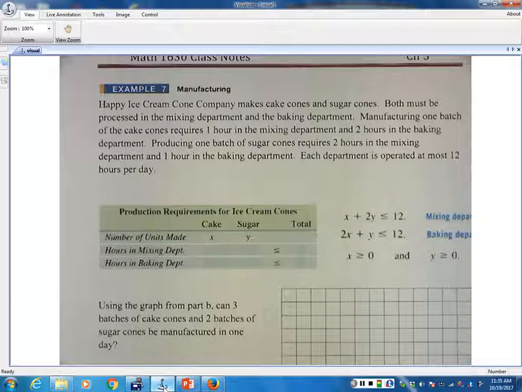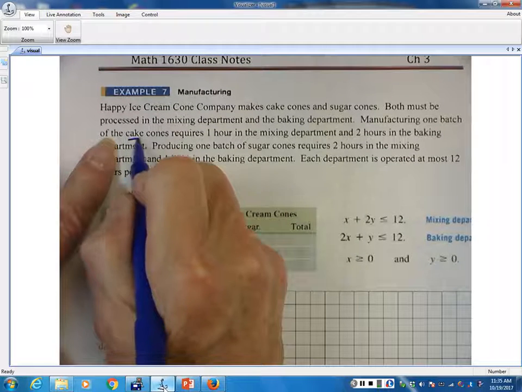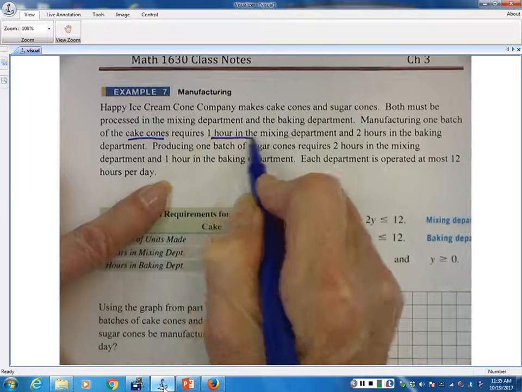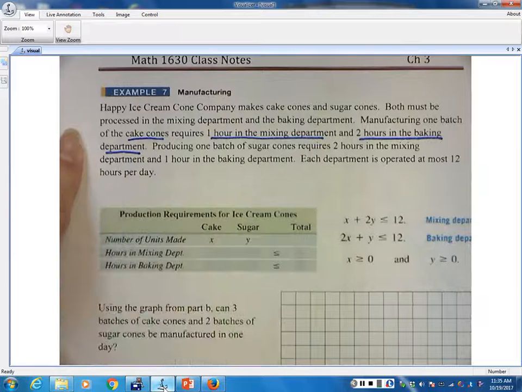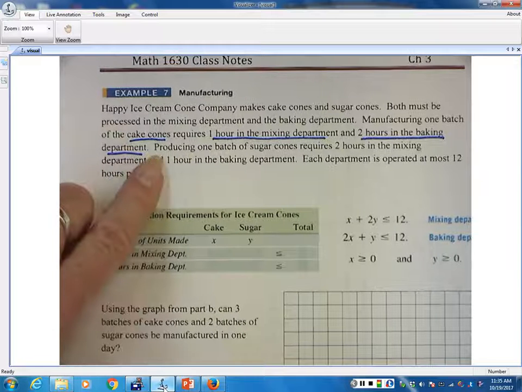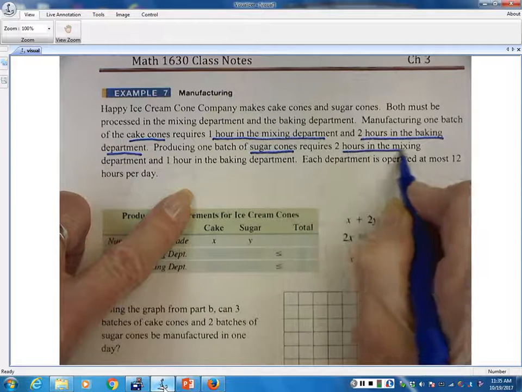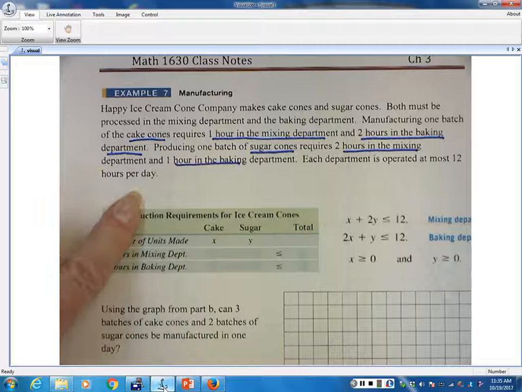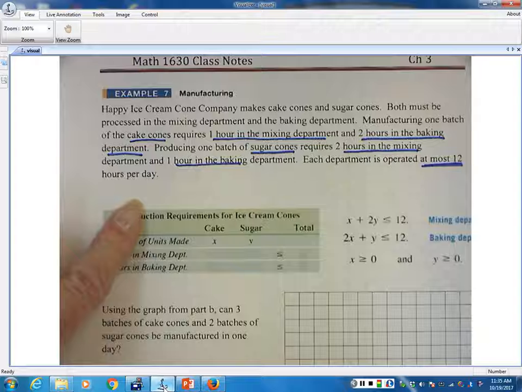So for our application problem, we have Happy Ice Cream Cone Company makes cake cones and sugar cones. Both of them have to be processed in the mixing department and the baking department. One batch of cake cones requires 1 hour in the mixing department and 2 hours in the baking department. Producing one batch of sugar cones requires 2 hours in the mixing department and 1 hour in the baking department. And each department is operated at most 12 hours a day.